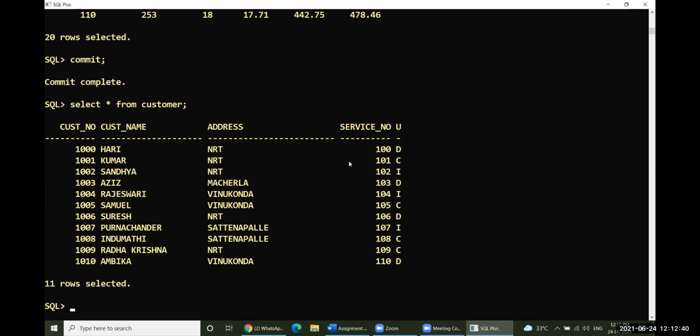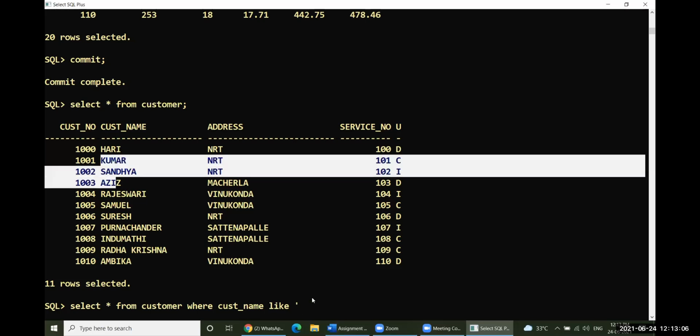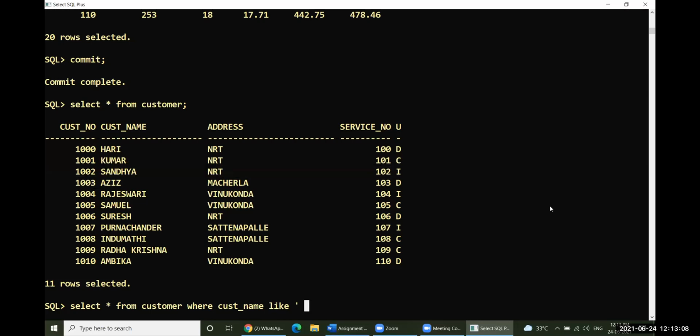This is the complete customers data, and we would like to display those with A as the second character. So select everything from customer where the condition should be CUST_NAME like, so we have to operate. Everything is in capital letters only, so we would like to switch on caps lock.